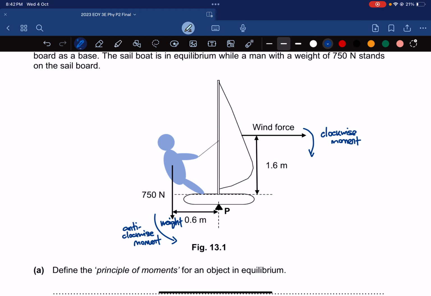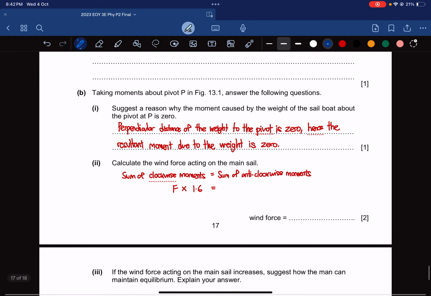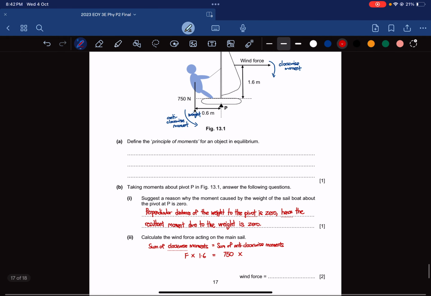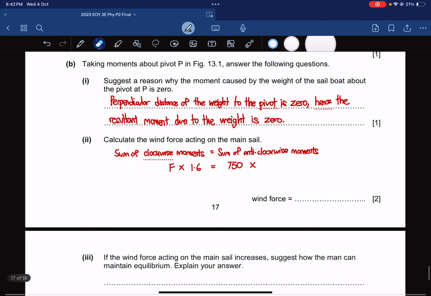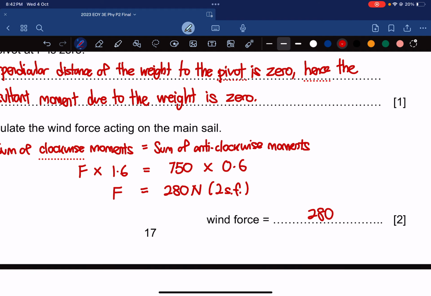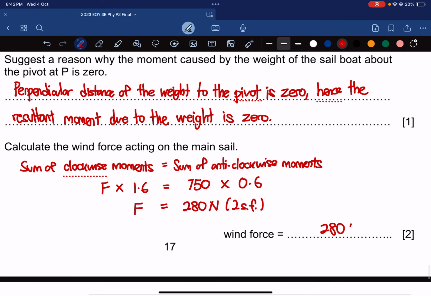If I formulate this equation here, the anti-clockwise moment will be the weight of the man, which is 750 newtons, times the perpendicular distance between the weight and the pivot, which is 0.6 meters. So we can easily solve for the wind force F, which will be simply 280 newtons, rounded off to two significant figures. So this will be the answer for question B part 2.